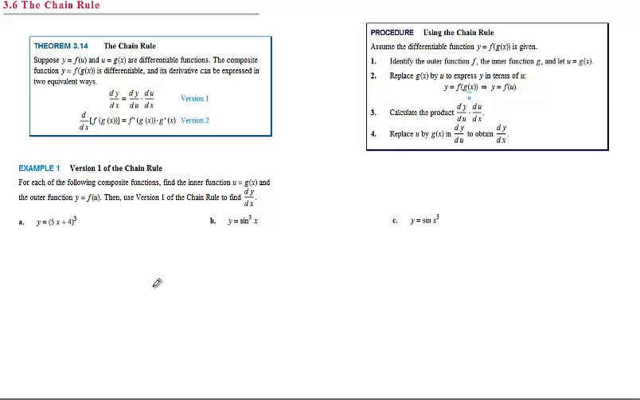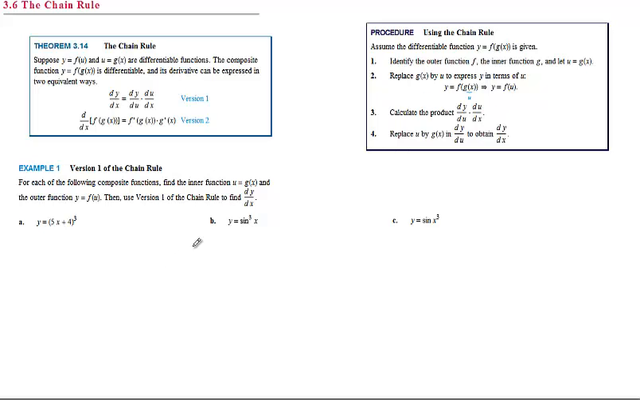Section 3.6 is the chain rule. Pretty exciting rule. It is very powerful. So far we've been just looking at fairly simple functions. Now we're going to be able to look at functions inside of functions.